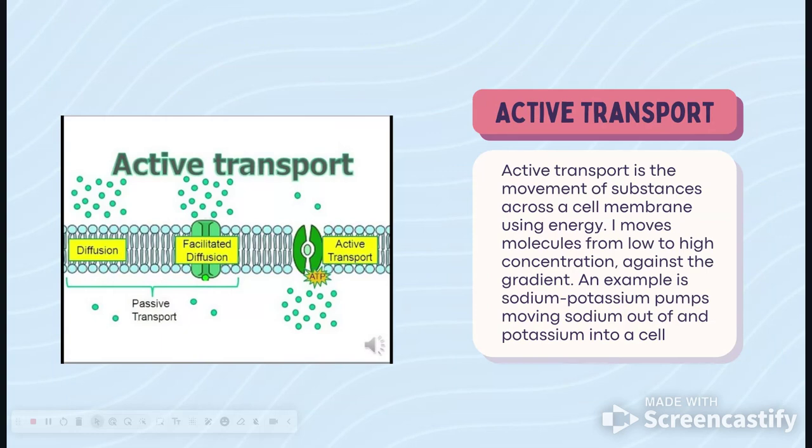Then we have active transport. Unlike passive transport, active transport does require energy, and in this case it requires ATP, actually in all cases, or most cases. And it moves substances against the concentration gradient from low to high. A good example of this is the sodium-potassium pump, which pushes sodium out and pulls potassium into the cell. This keeps the cell's electrical balance and nutrient levels in check.